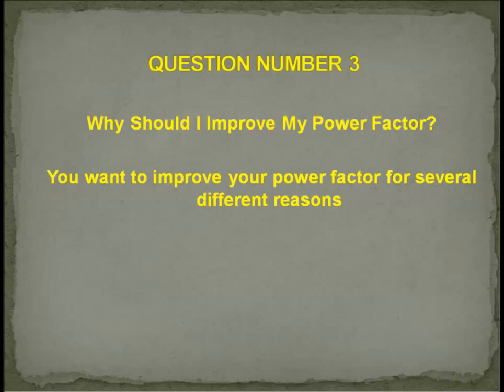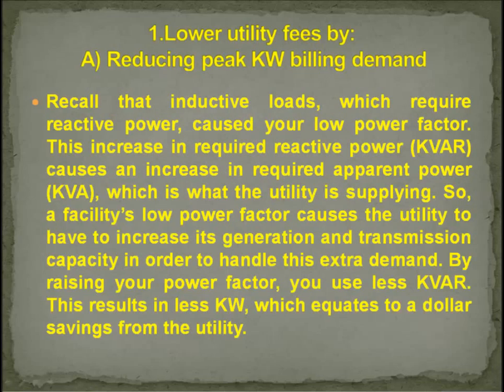You want to improve your power factor for several different reasons. 1. Lower utility fees by a. Reducing peak kW billing demand. Recall that inductive loads, which require reactive power, caused your low power factor. This increase in required reactive power, kVAR, causes an increase in required apparent power, kVA, which is what the utility is supplying. So, a facility's low power factor causes the utility to have to increase its generation and transmission capacity in order to handle this extra demand.